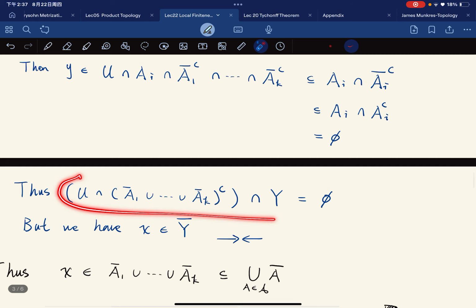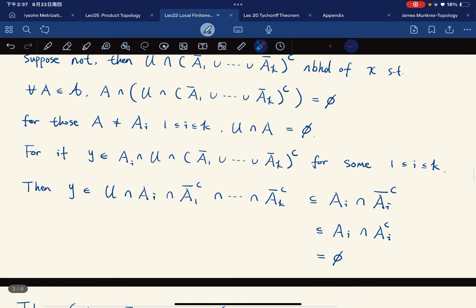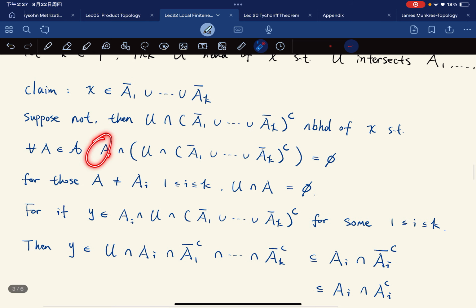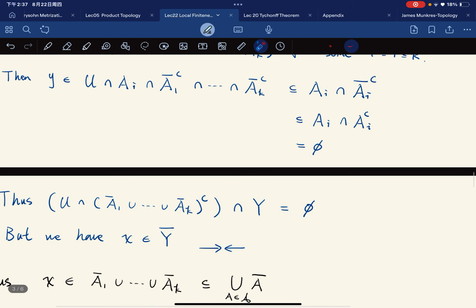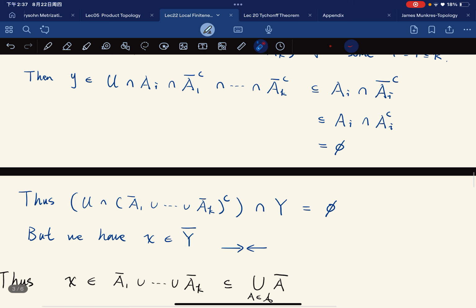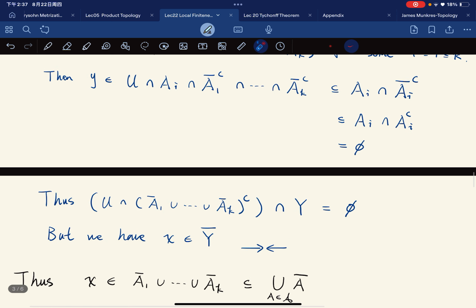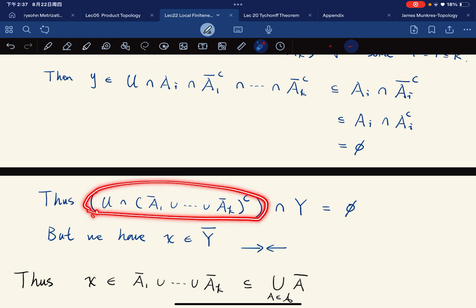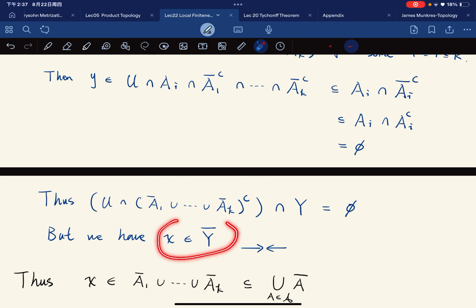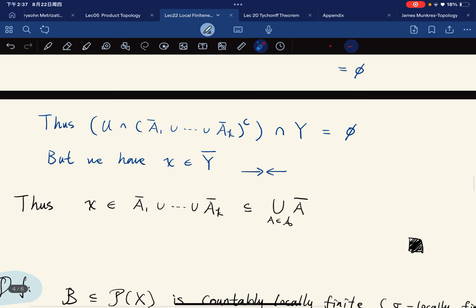Thus we have this, because you're disjoint from all the A's. If you're disjoint from all the A's, then you're disjoint from Y. But we have x in the closure of Y, so this neighborhood of x disjoint from Y contradicts that x is in the closure of Y. Thus x is in the closure of finitely many of them, and then x is in the entire union.